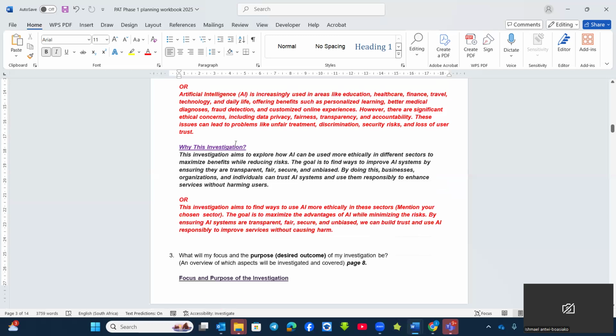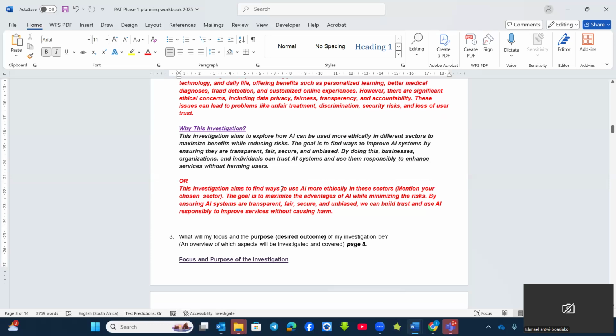Now, why this investigation? That will be the next subheading under the task definition. I have these two here. This investigation aims to find ways to use AI more ethically in these sectors. So you have to mention your chosen sector. For instance, the aim of this research will be to find how AI can be used ethically in the education and training sector. That could be an example. The goal is to maximize the advantage of AI while minimizing or reducing its risk. By ensuring AI systems are transparent, fair, secure, and unbiased, we can build trust and use AI responsibly.